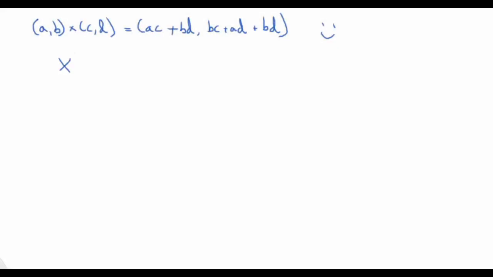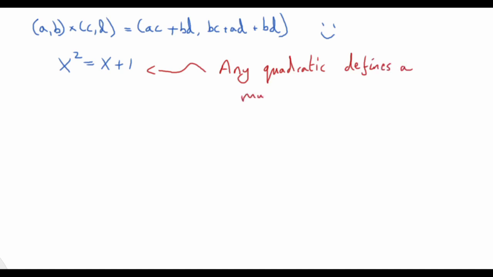And you'll notice that all I used to define that multiplication was what x squared is. So x squared is equal to 1 plus x. So anytime I have a quadratic, or x squared equals something linear in x, that defines me a multiplication on the plane. And that's really the sort of take-home thing from this, that a quadratic, x squared equals something, defines a multiplication on the plane.